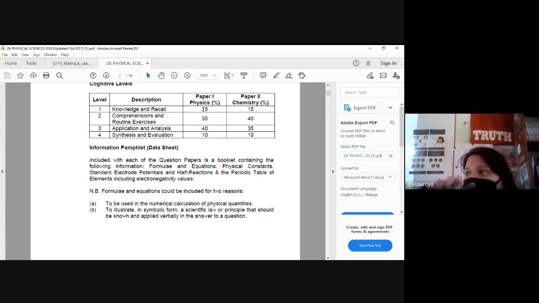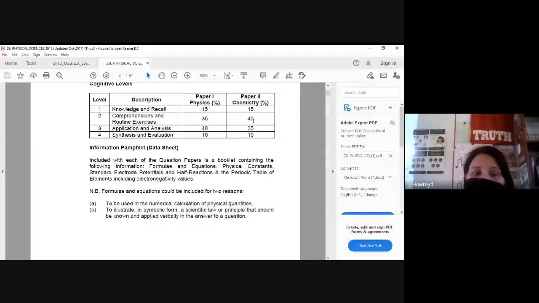Like you get asked to calculate something and you use one formula, you substitute correctly, you get an answer. Or I give you a graph and you have to read something off the graph. That's what comprehension and routine exercises are. And look at that, for the chemistry paper, 55% of your paper is just that. So if you can just do those simple things, you could get 55%. And I'm very strict when I set papers. I do them like this.